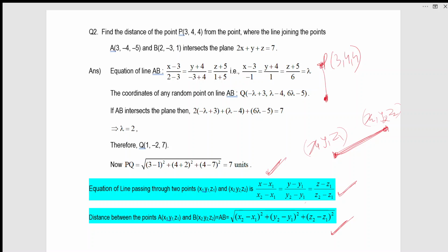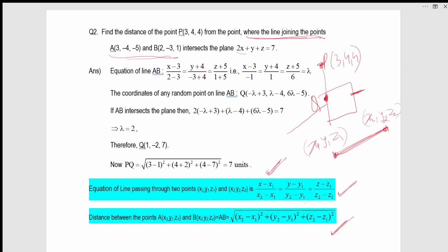Now they're describing this point. Let this point be Q. What is this point Q? They're describing it as the point where the line joining the points intersects the plane. So there is a line and it is intersecting the plane. So this plane is given in the question.